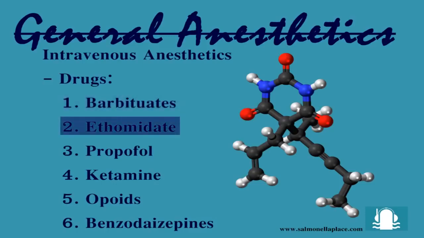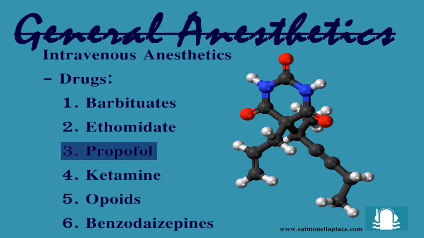Etomidate is given if a patient has hypovolemia or shock. Propofol is the most commonly used drug. It's rapidly metabolized and there's no accumulation in the tissues. You have to give a continuous infusion of propofol, and the side effects include cardiorespiratory depression and hypotension.